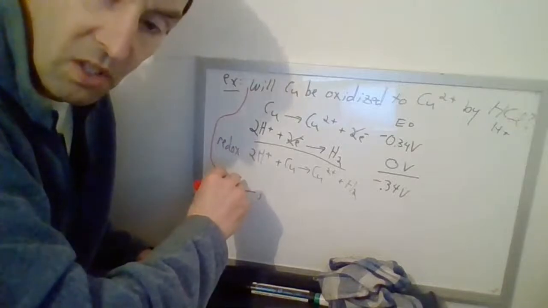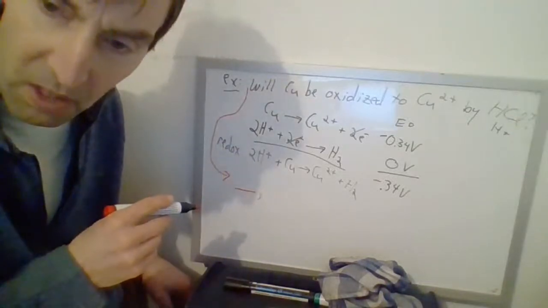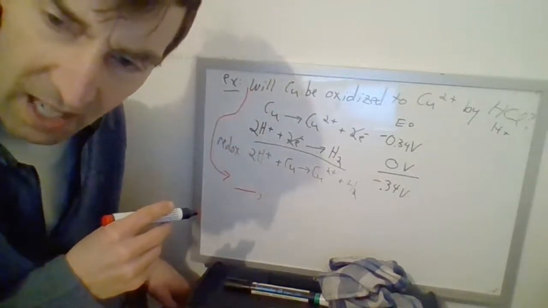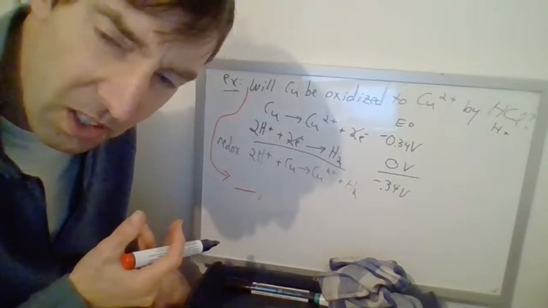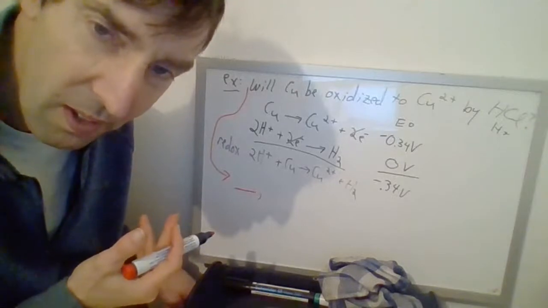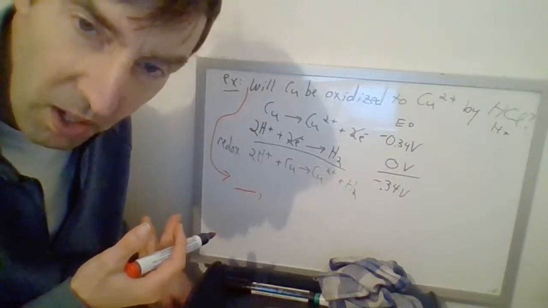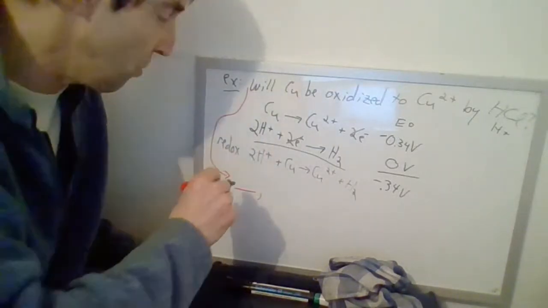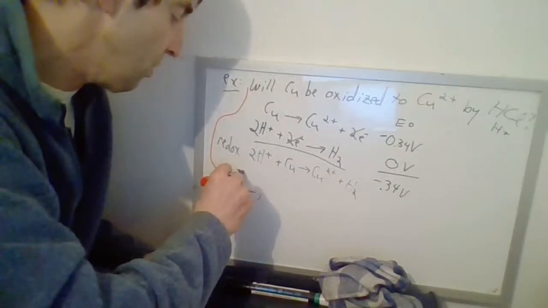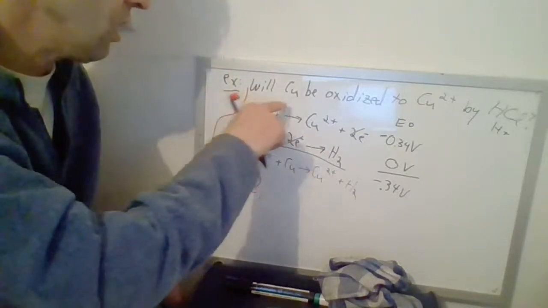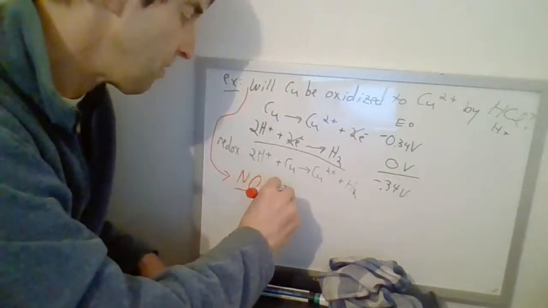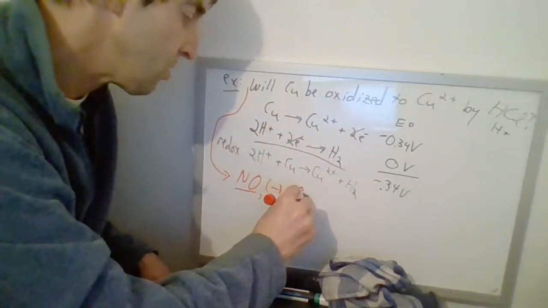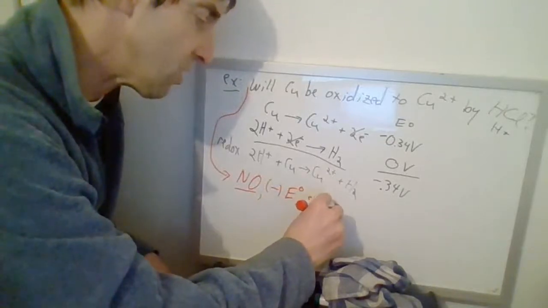So the answer is, they base the system on that. But if you look up in the back, that's what it is for H plus going to H2. Well, the answer is no. Right? Why? Because I got a negative voltage. So it's not spontaneous. It's not going to happen.